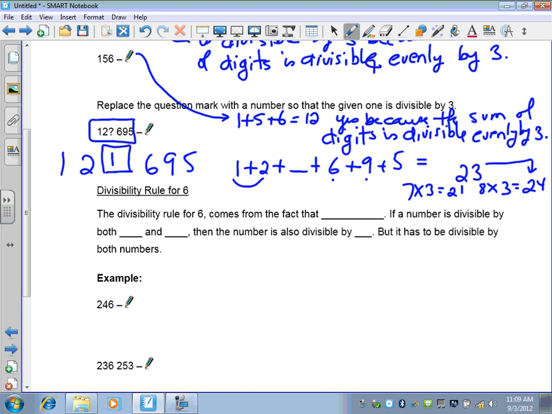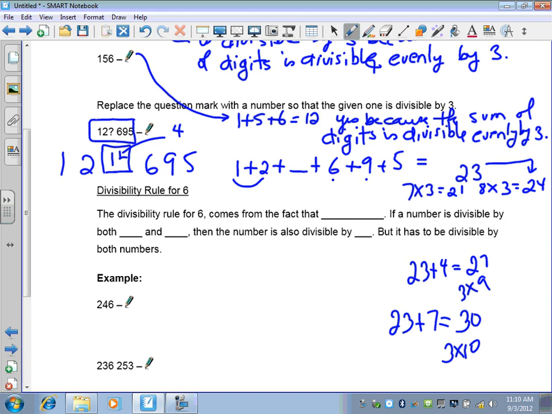So one of the possibilities could be a 1. Are there any other possibilities? Well, you should have seen that. What if I added a 4? Well, 23 plus 4 is going to give me 27, and that's 3 times 9. So this could also be a 4. What about if I added 7? 23 plus 7 is going to give you 30, and that's 3 times 10. So that means this could also be a 7. So what could this unknown number be? Well, it could be a 1, a 4, or a 7.